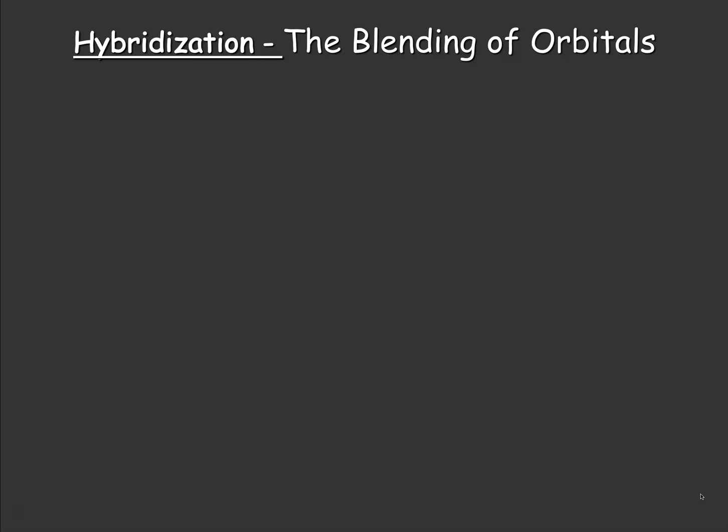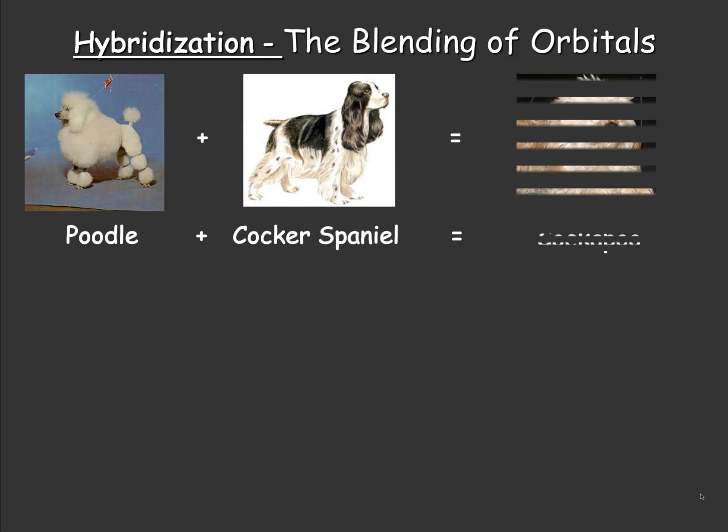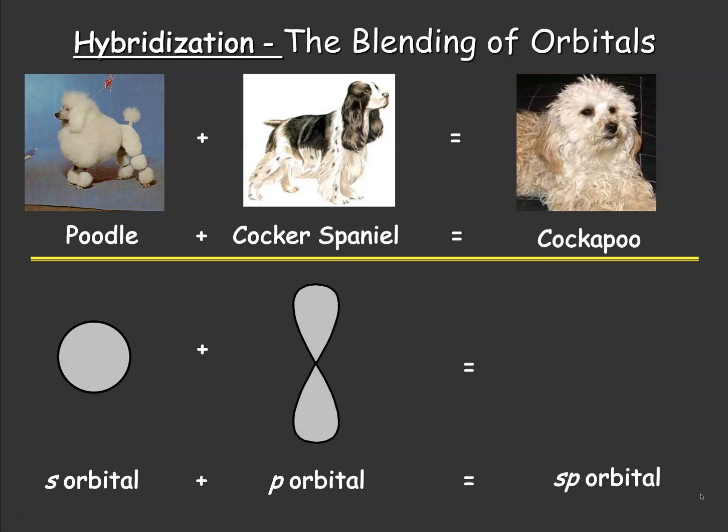So, hybridization. At the end of the day, it's just the blending of orbitals. One way of looking at it, a poodle and a cocker spaniel. Another way of looking at it is a bulldog and a shih tzu. Take that one for what it's worth. For our purposes, we are blending s and p orbitals to make a hybrid orbital that looks kind of similar to the p, way different from the s, but again, it's a blend of the two put together.